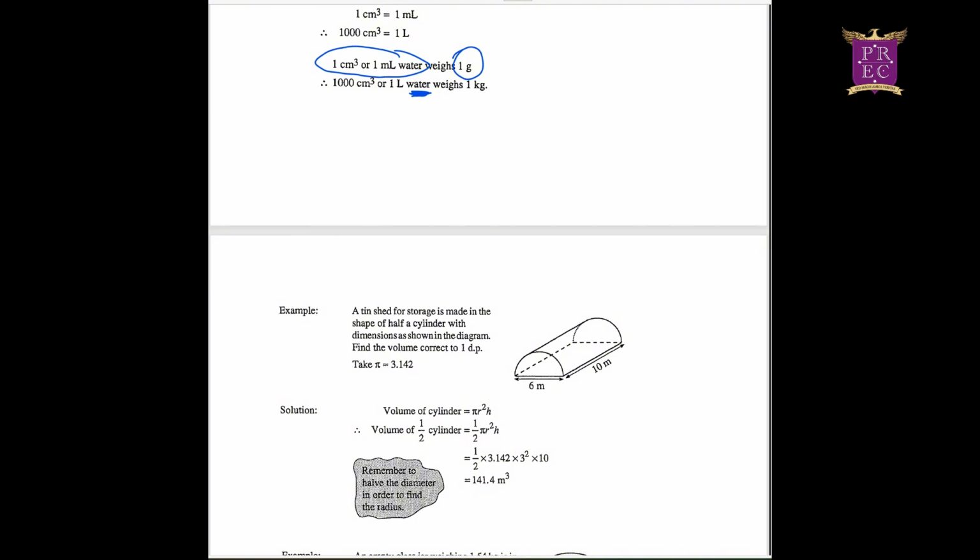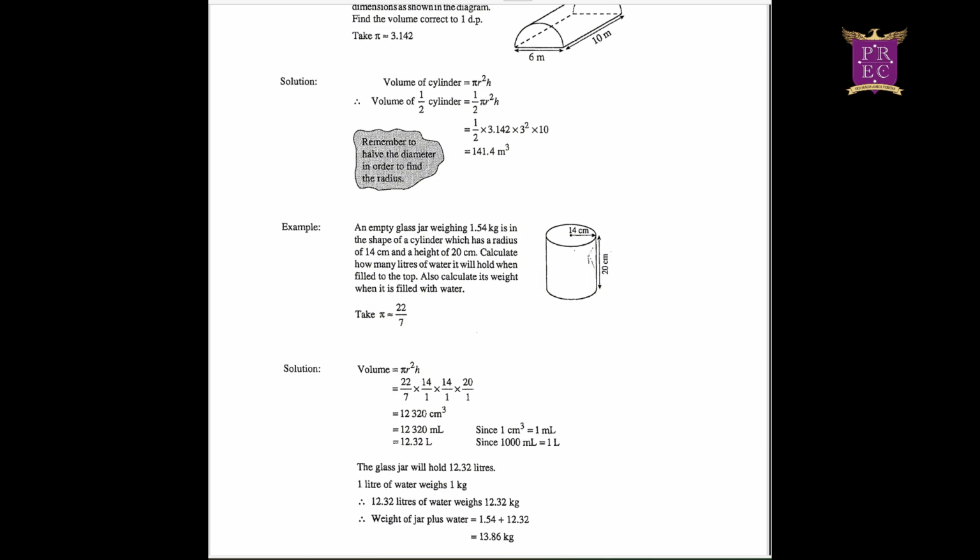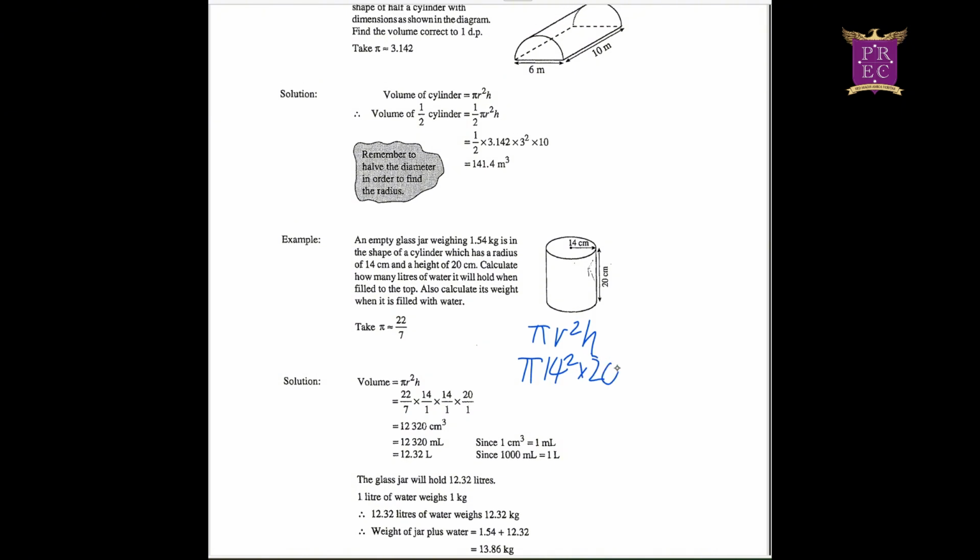Now, here we have a half of a cylinder, so what we need to do is pi r squared times h and then divide the whole thing by half. It's as easy as that. They're asking us to find out the volume of this, so what we need to do is pi r squared times h. We'll put that in. 14 squared times 20. We can actually do this.